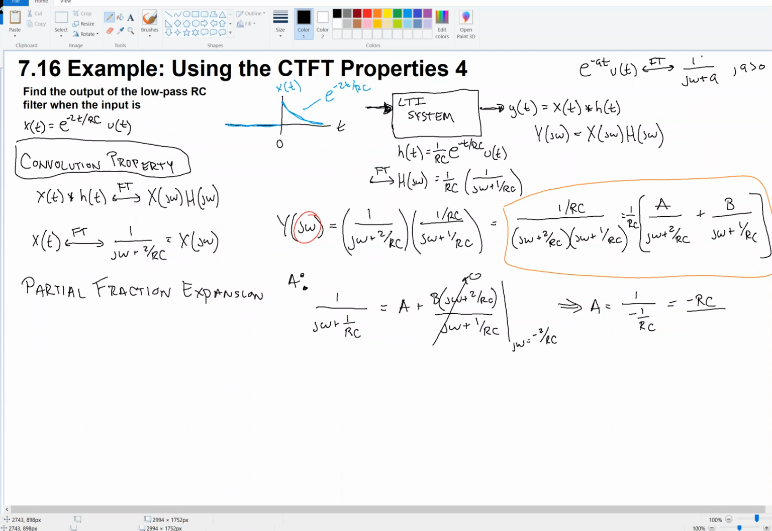Perfect. Now, we're going to do the same thing for B, right? So let's summarize what we did with A. We multiplied by A's denominator, and then we set j omega equal to whatever makes A's denominator 0. So I'm going to try to do the same thing with B, and I'm going to try to do it without writing too much down. So multiply by B's denominator, and this is after canceling the 1 over RC's, and then set j omega to be equal to negative 1 over RC, and what I get is B equals 1 over 1 over RC. And so B is RC. Like I said, I can do most of this in my head, and I encourage you to practice this, and eventually you'll be able to do it in your head. You can check me on that, but B is RC.